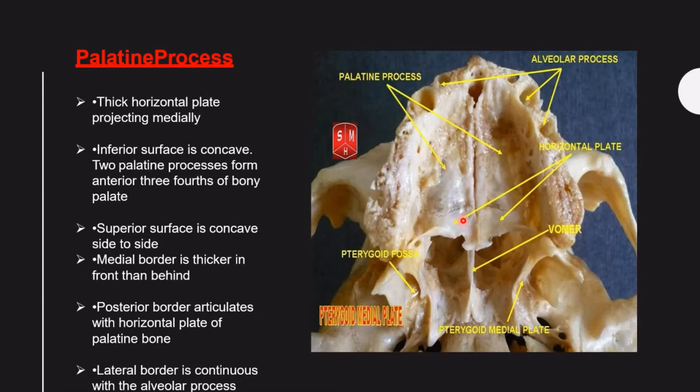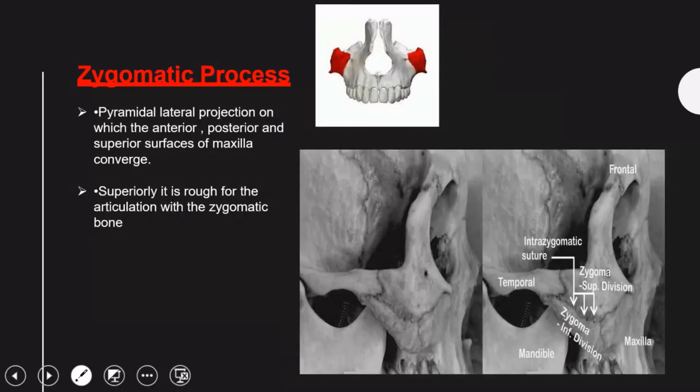This is one bone, and this is the other bone, the perpendicular plate of the palatine bone. So this is the pterygoid fossa. That is, this is the medial pterygoid plate, and this is the lateral pterygoid plate. This is the vomer, the posterior part of the septum. This is the choana, the posterior part of the nose. This is the medial pterygoid plate.